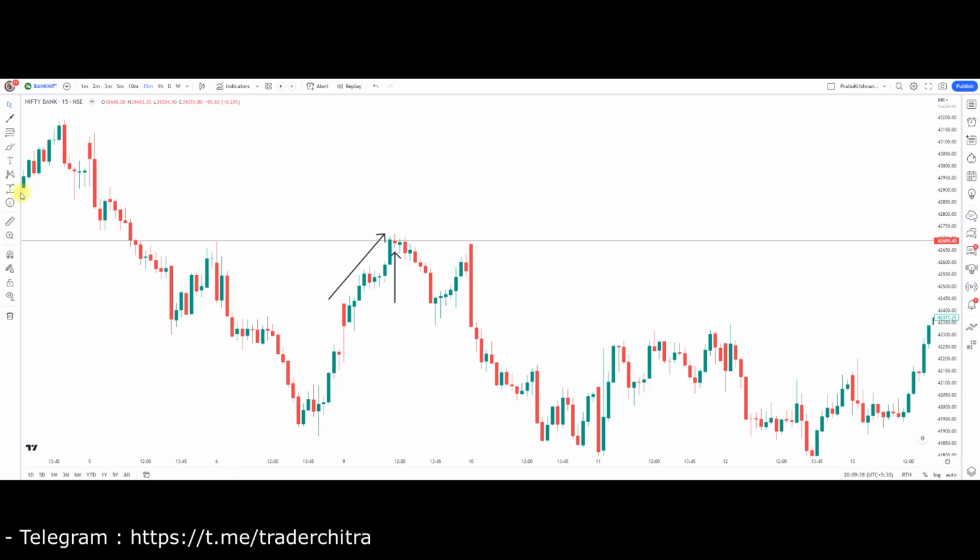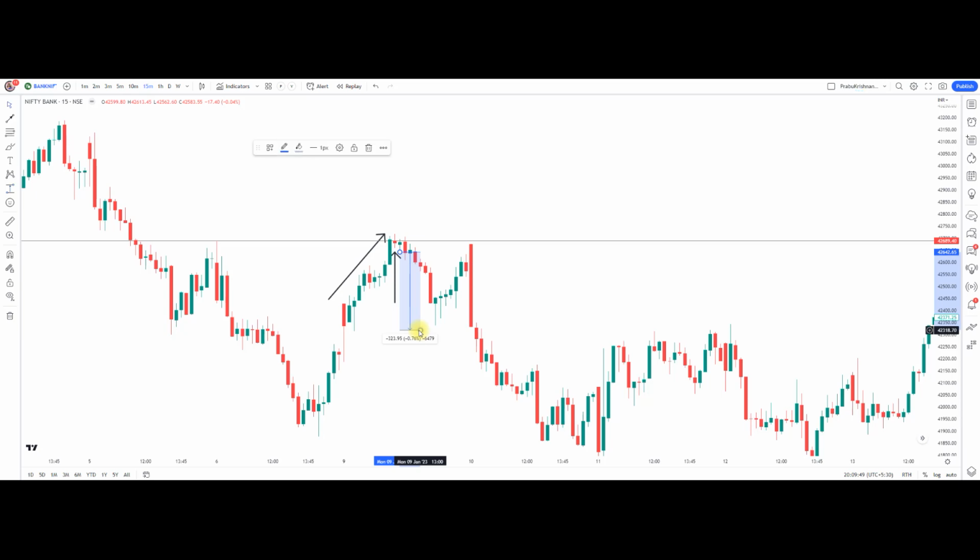So we can see how much points we got on that particular day. Here, if you are entering short and the low made is here, this is the low. So we got like 300 plus points in this particular trade. The main thing is we have to identify the bearish Harami at the top of the trend, that is at the top of the bullish trend.